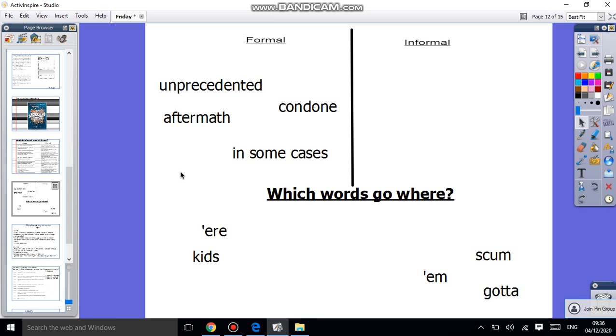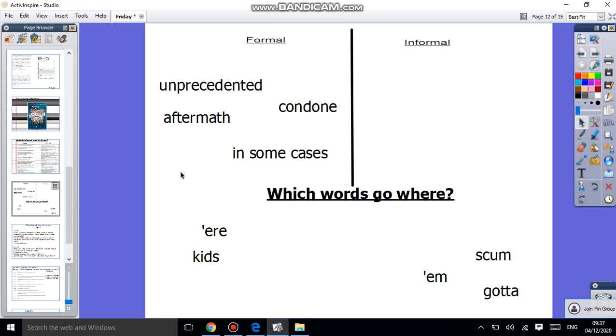If I were to say these are unprecedented circumstances, it would mean that they're not very common. If I were to say I cannot condone, that's another word for tolerate. Aftermath is something that has happened, the aftermath of something. So the aftermath of the explosion was that the house fell down. In some cases, so in some cases this might happen, in some cases this might not happen.